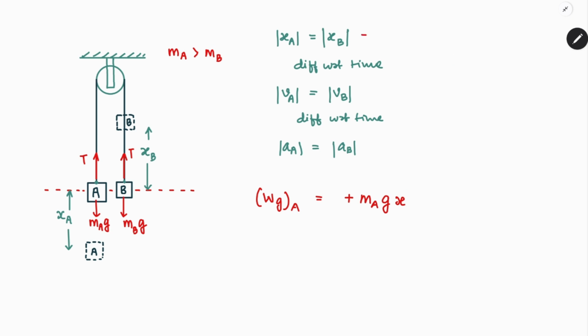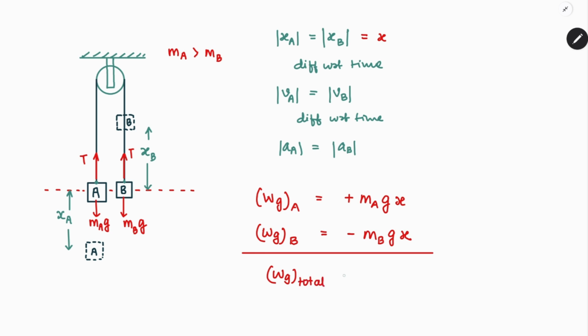So for XA equal to XB, we are just using X over here for the time being. If we calculate the work done by gravity on block B, it is negative: minus mB g into x. So the total work done by gravity on the system, comprising A and B, is equal to (mA minus mB) g into x.